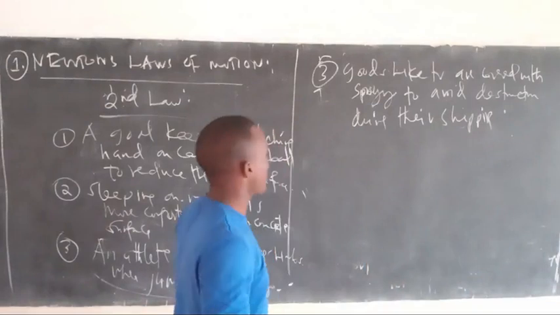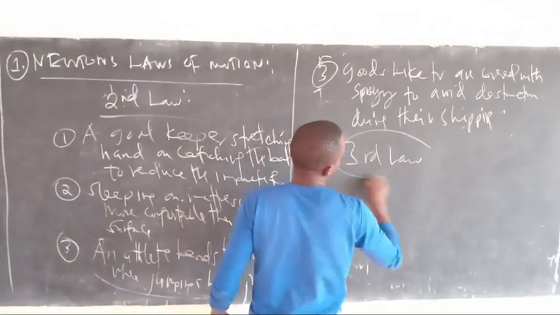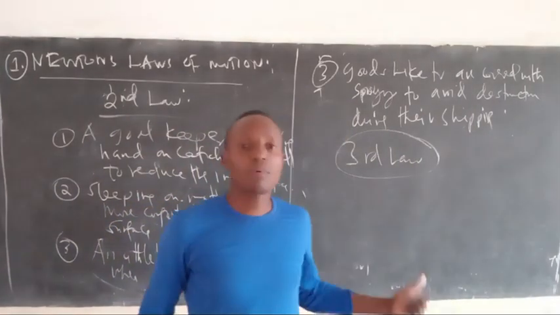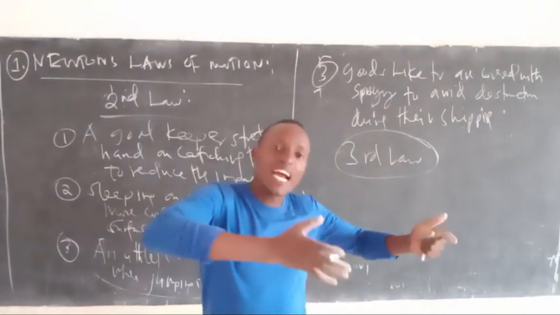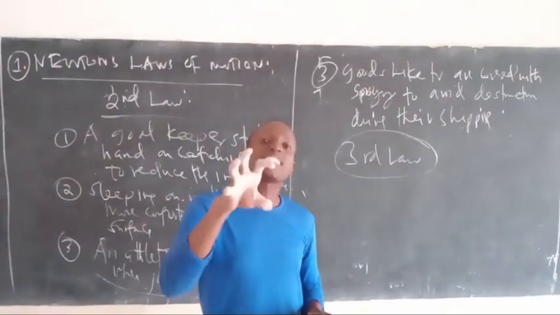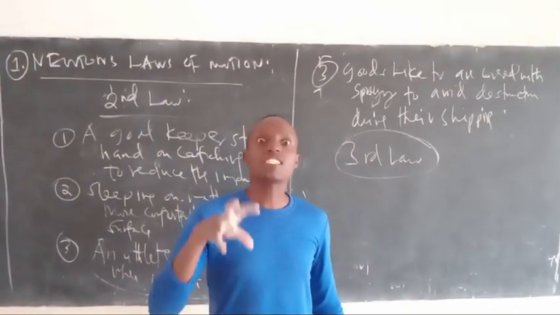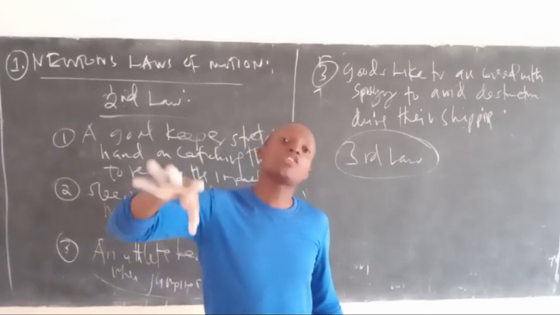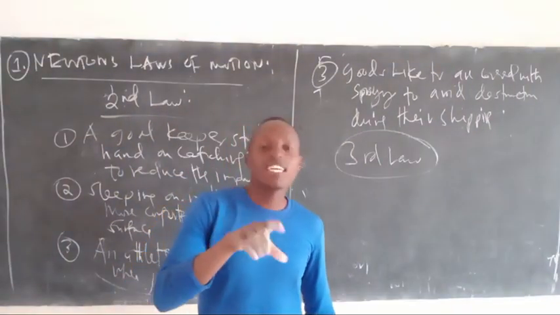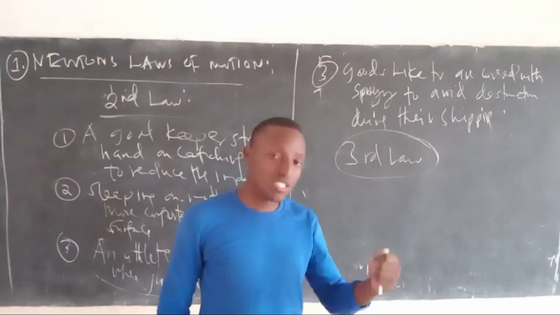Okay, how about the third law? Let's discuss the third law. Let me remind you about the third law. Form 5, you learned about this: for every action, there is an equal and opposite reaction. This means whenever there is a force, there must be a reaction. But the reaction is opposite to the action, which is the force.